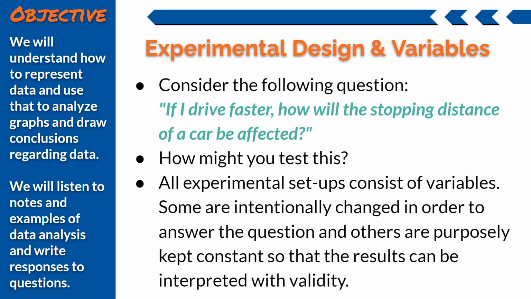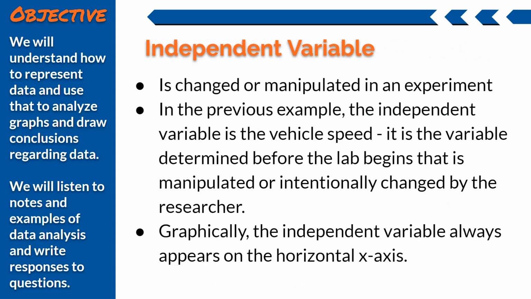And both of those are taking into account some of these variables that you need whenever you are designing an experimental setup. Okay, all experimental setups consist of variables. Some of these are intentionally changed, like driving at 2 different speeds, while others are purposely kept constant, like trying to stop at the exact same point in time, so that your results can be interpreted with validity. So this should be a review as we go over these terms.